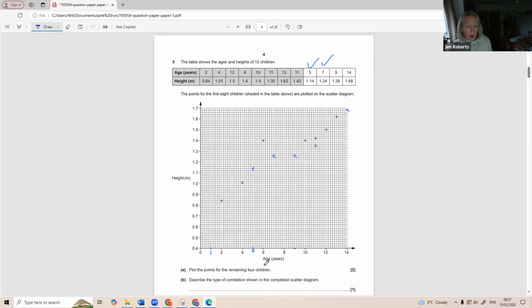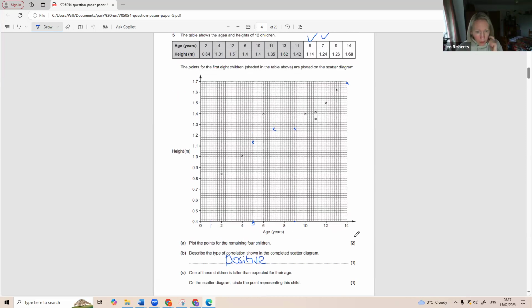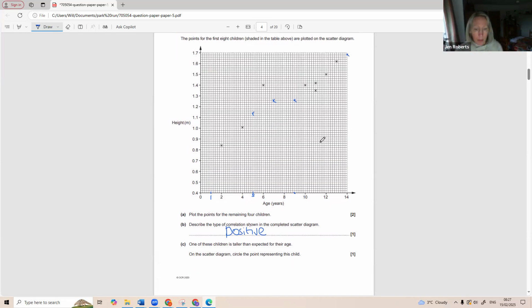Okay, those are 2 marks for all your points plotted correctly. Describe the type of correlation. Well, as my age increases, so does the height, so it's just positive correlation. One of these children is taller than expected for their age. On the scatter diagram, circle the point representing this child. You can see this one here is a little bit of an anomaly, isn't it? Like this 6-year-old, tall for his age. Doesn't fit the pattern of all the rest of the points.